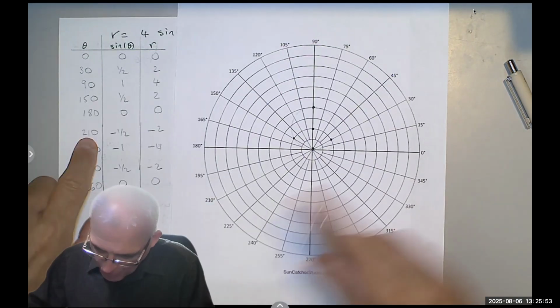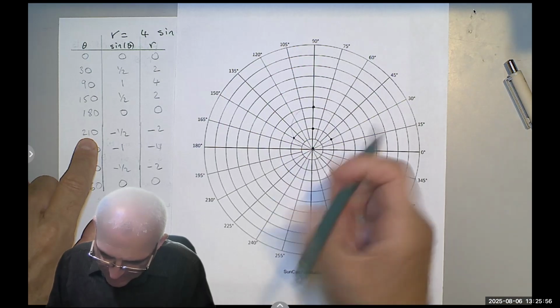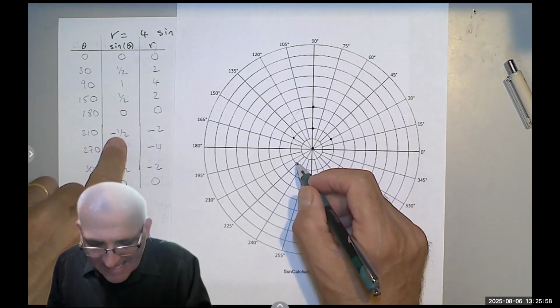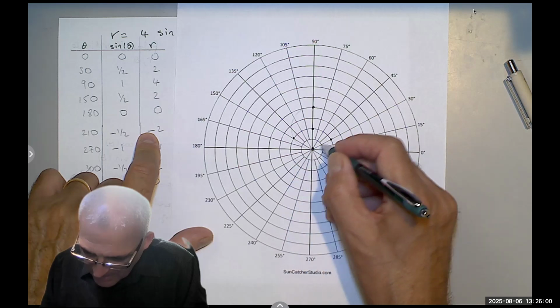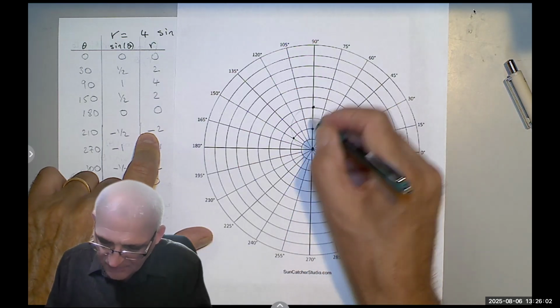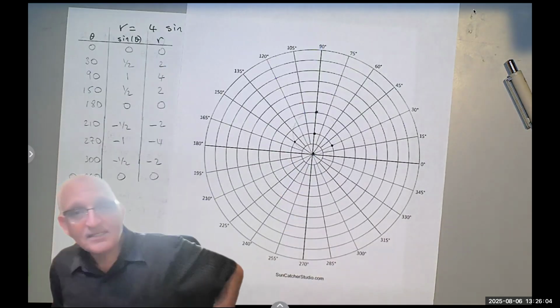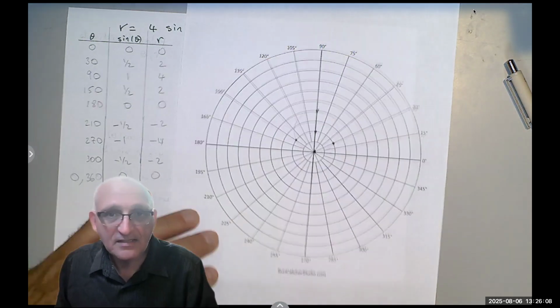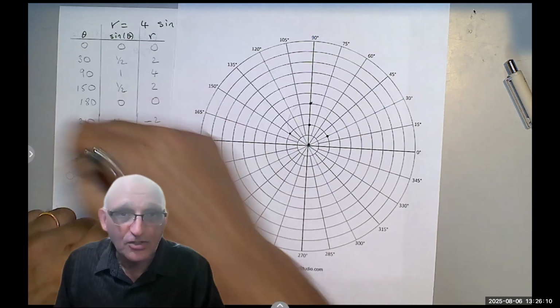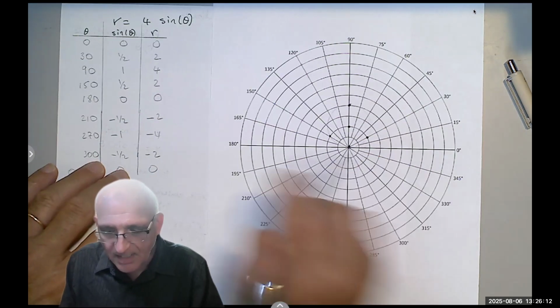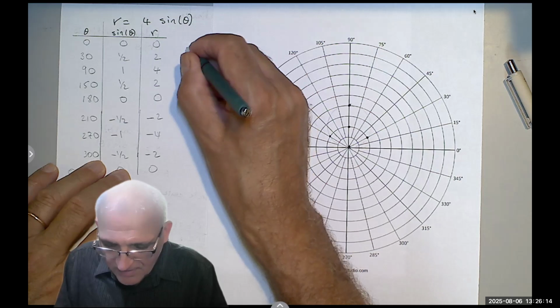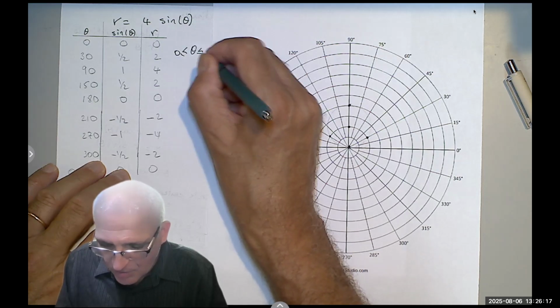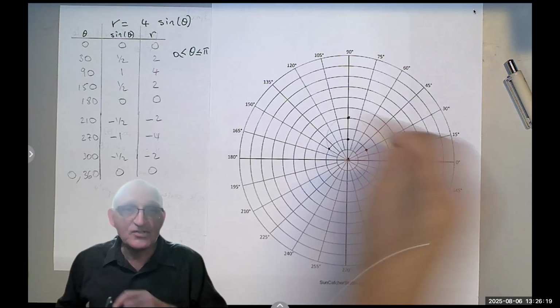Notice that if you say 210, 210 is in this direction, but it tells you it's negative 2. So you have to go opposite. So you get the same point. So you will get these 4 points back. If you continue to 360, you don't need to do that. That would be 2 circles. So basically you are drawing it for theta greater than or equal to 0, less than or equal to pi. That's it. It will give you a circle.